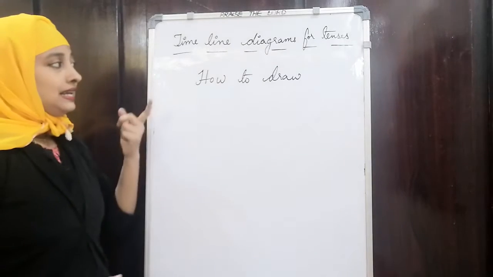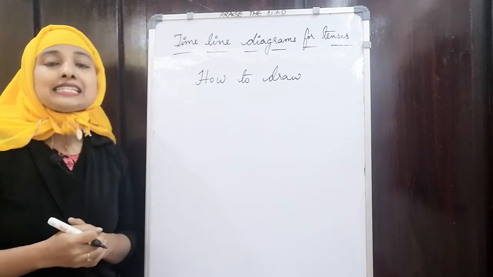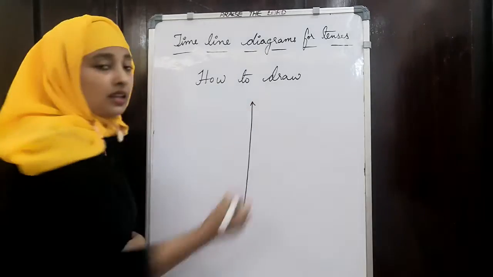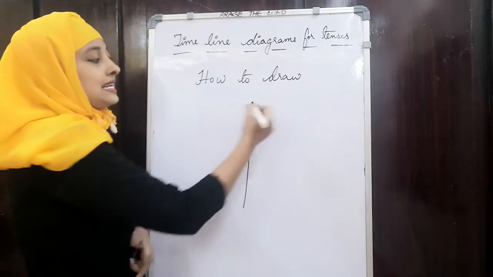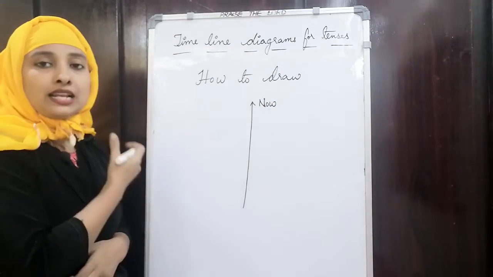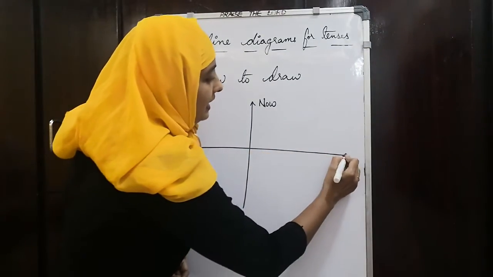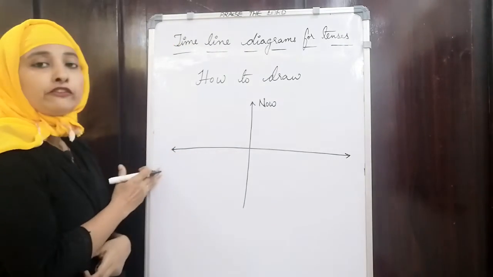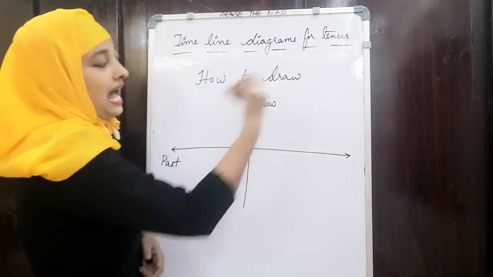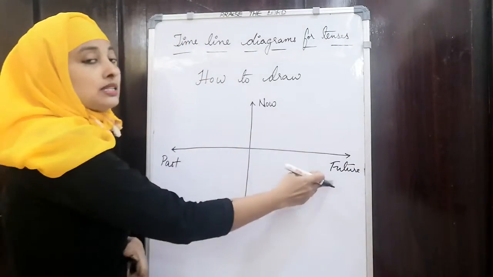Whatever is happening at the moment, we take it as present, which will be represented with a vertical line. So the vertical line represents things happening now, that is, the present. Now, cutting this vertical line, draw a horizontal line. The left of this will represent the past, that indicates what happened before the present, and ahead of what is happening now is the future.